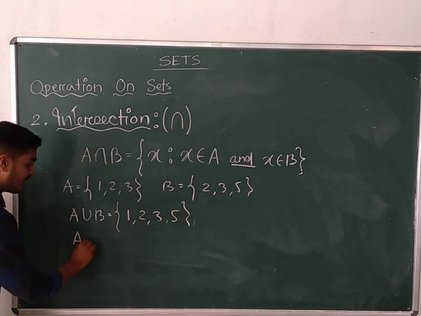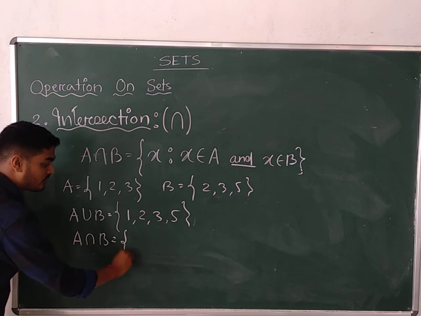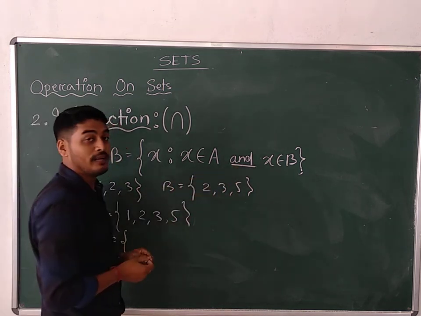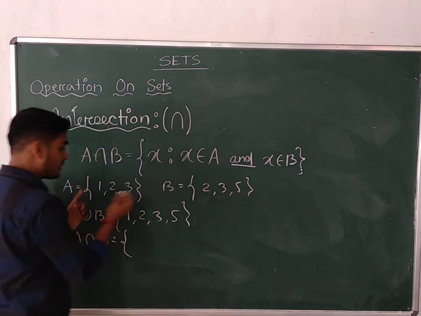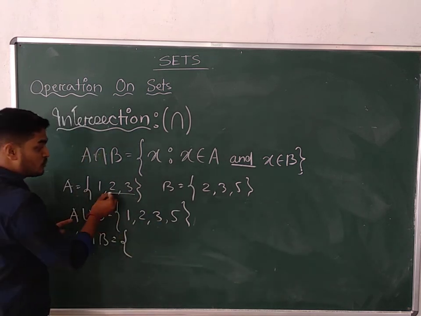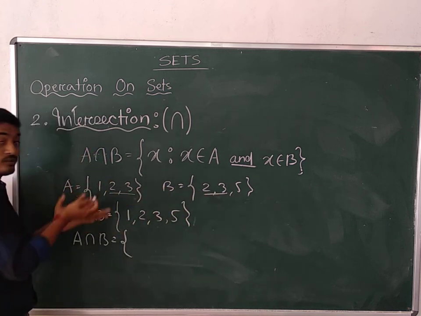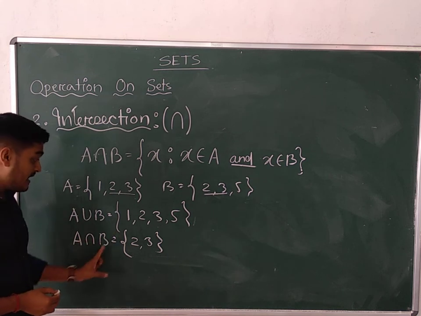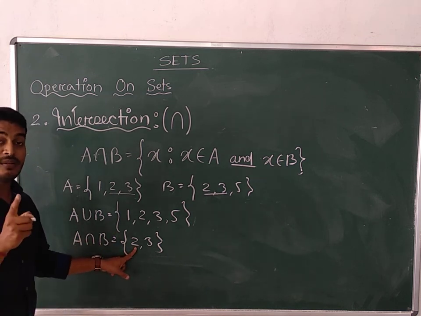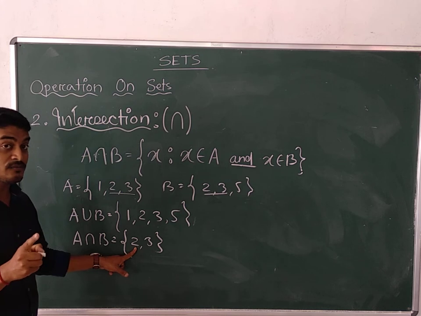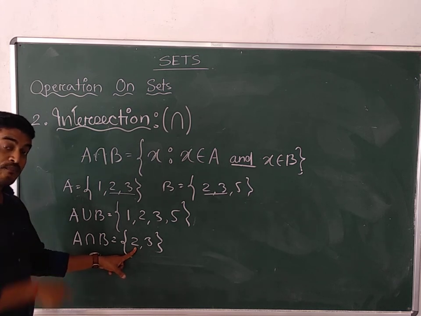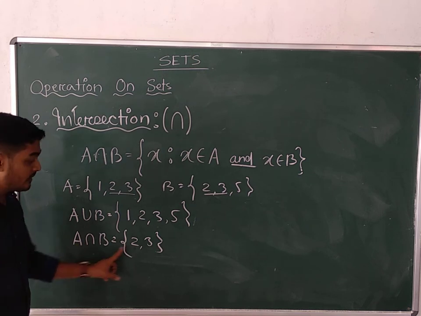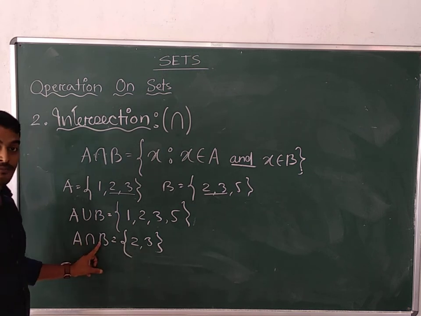Then what about A intersection B? I think you have come to know intersection is nothing but the common elements, because the word and plays the important role. That's why we try to find the common elements. What are the common elements here? 2 and 3, as they are present in both the sets. That's why 2 and 3 will be in this set. That means A intersection B contains all those elements which are in both A and B. 2 is an element of A as well as of B. 3 is an element of A as well as of B.